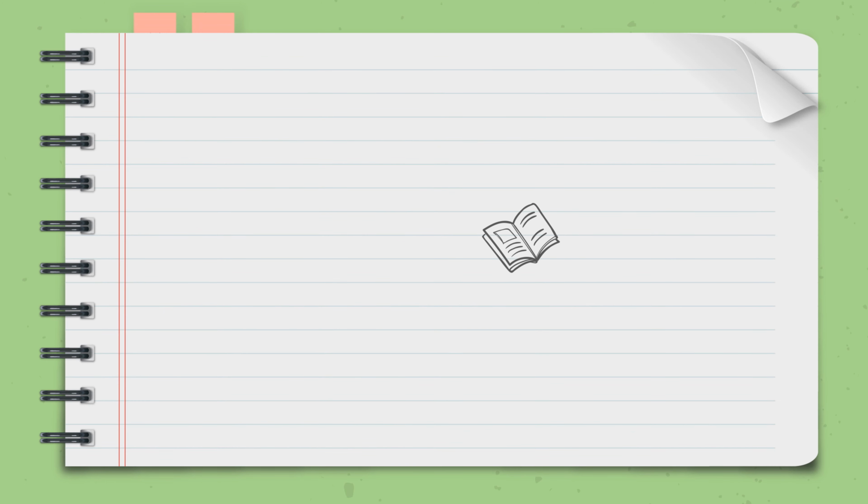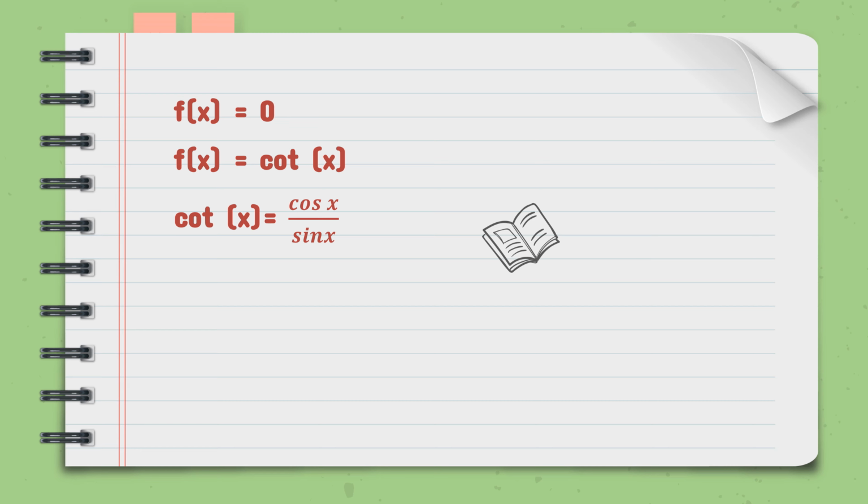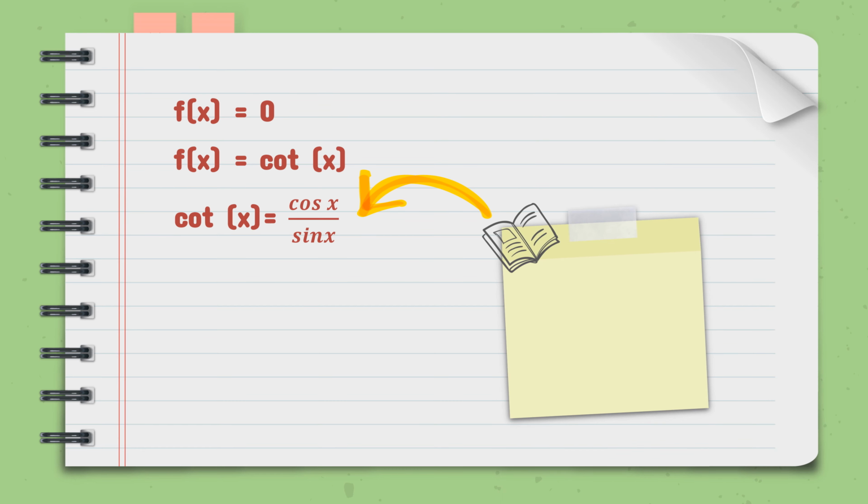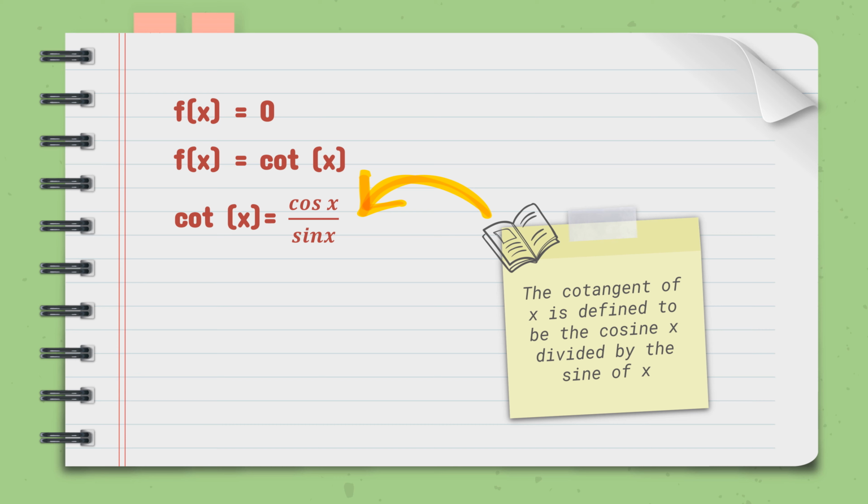The most important thing for us to find the x-intercept is that we must make sure that f(x) must be equal to 0. The function given is f(x) equal to cotangent x, where cotangent x is defined as cosine x divided by the sine of x. So cos x is equal to 0, hence the x-intercepts are π/2 and 3π/2.